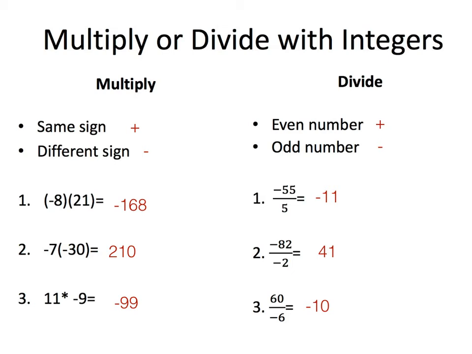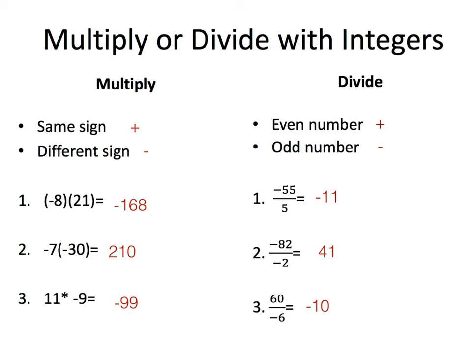So if we look at the multiplying problems on the left, I have one negative, that's an odd number, so my answer is negative. Then I simply multiply 8 times 21. Or I can use the first rule. They are two different signs, again giving me a negative answer.